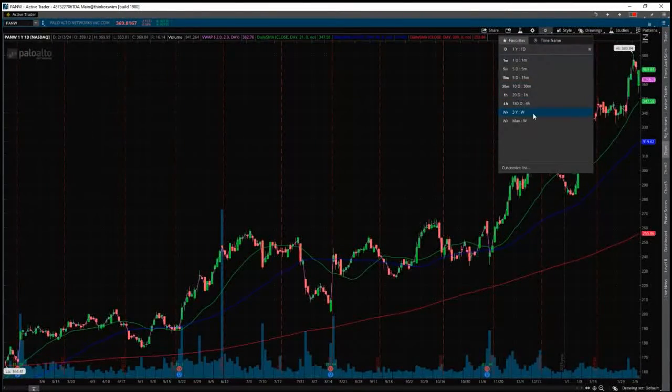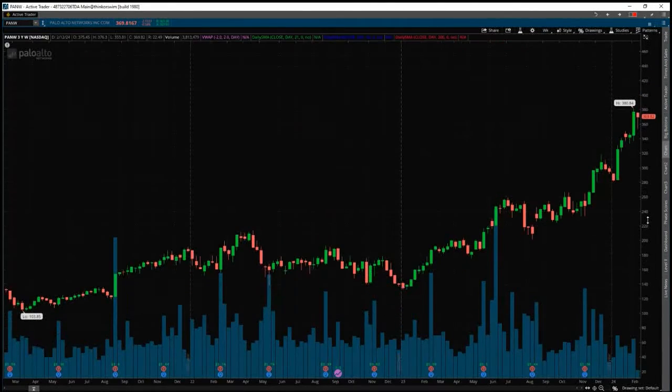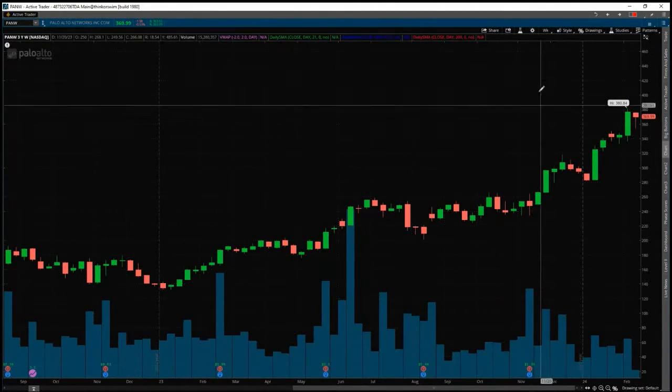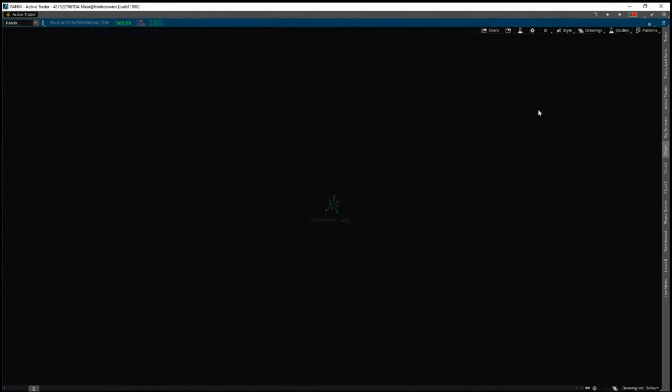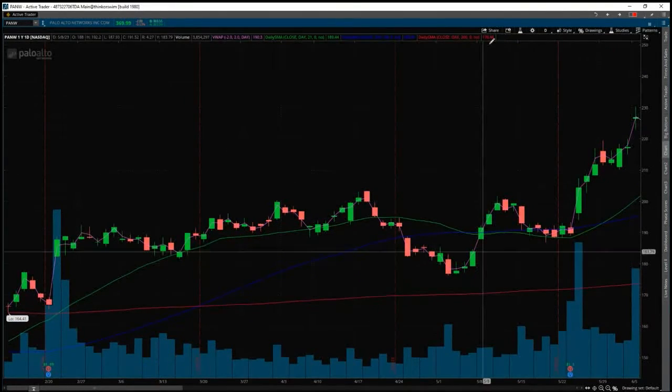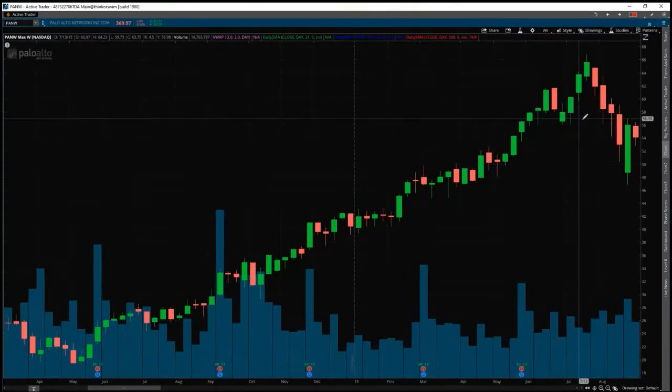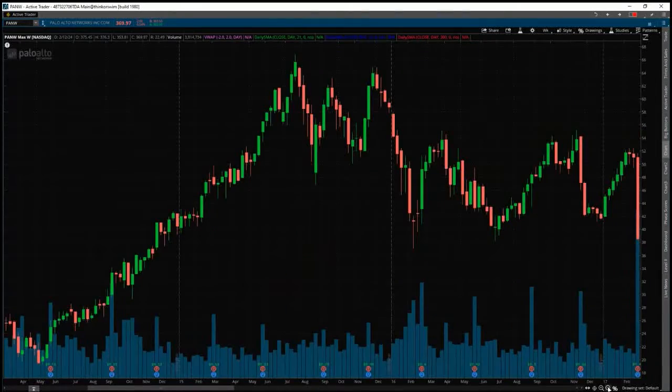So let's go on the daily here and zoom into 2023. That's not going to work. Let me go back. Sorry. Sometimes these charts can be kind of funky and it's hard to find the levels that you're looking for.